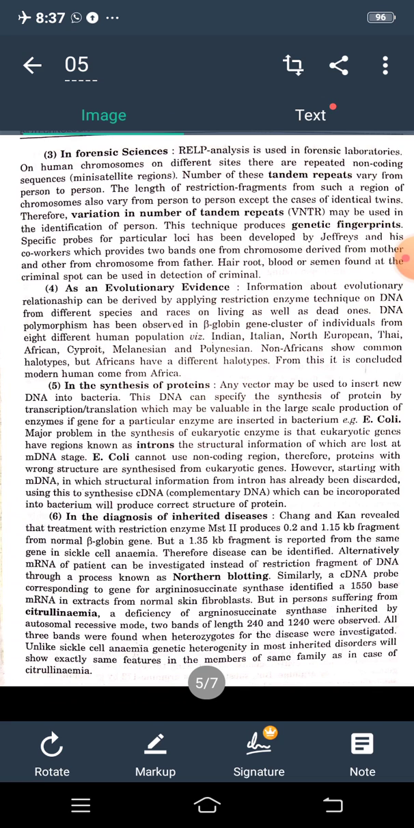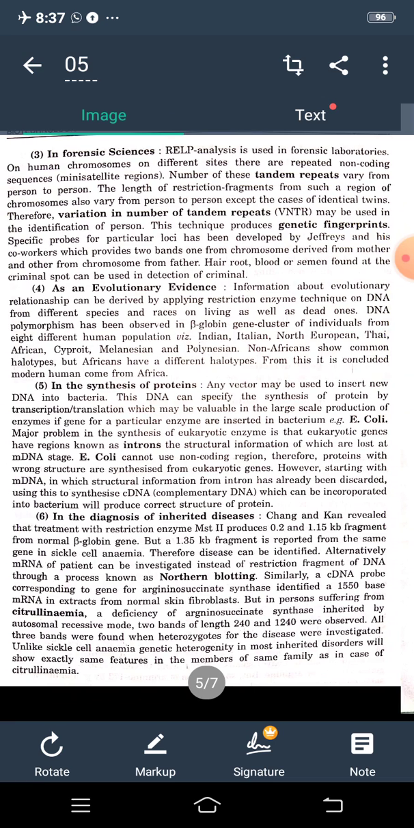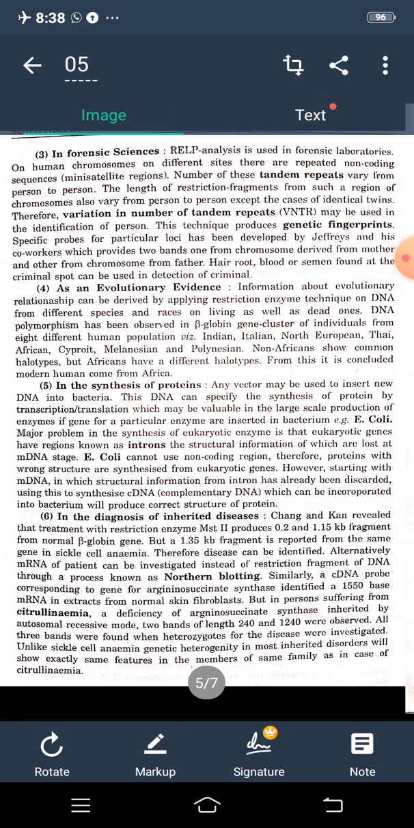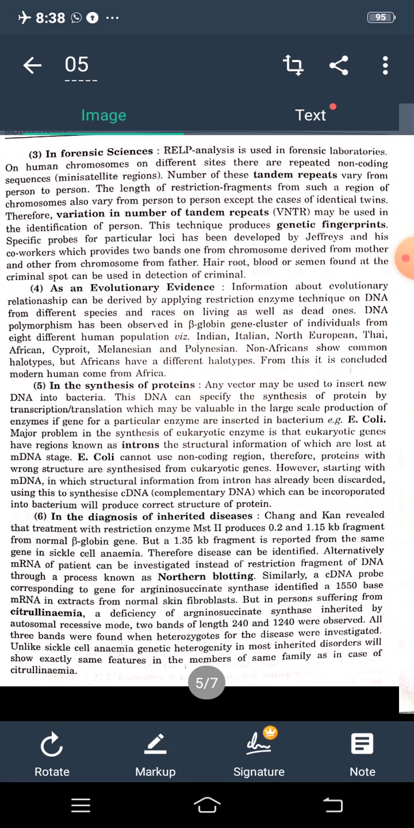The third use is in forensic science. RFLP analysis is used in forensic laboratories on human chromosomes at different sites. They are repeated non-coding sequences. The number of these tandem repeats varies from person to person. The length of the restriction fragment from such a region of chromosomes also varies from person to person, except in the case of identical twins.